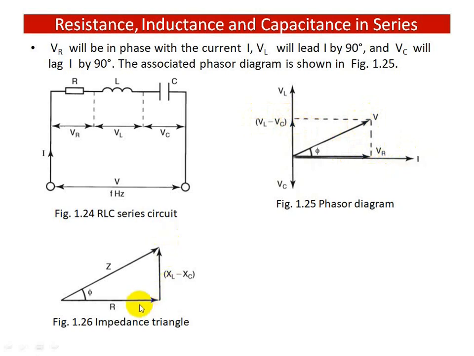Coming to the impedance triangle, the horizontal component is R and the vertical component is XL minus XC, if XL is greater than XC. If XC is greater than XL, then you have to draw it downwards. The addition of these two phasors gives us the impedance Z. The phase angle between Z and the R component is phi.